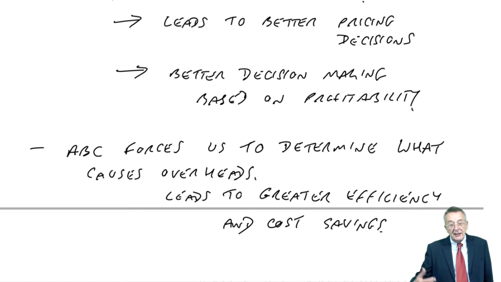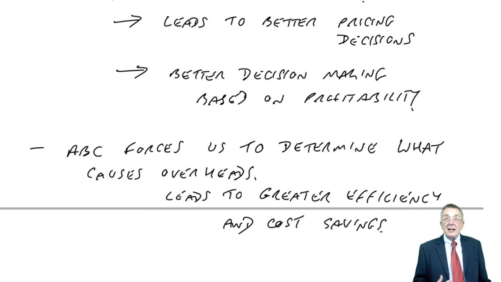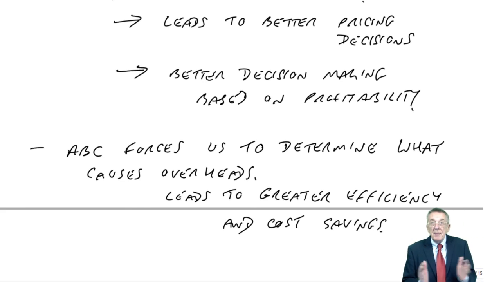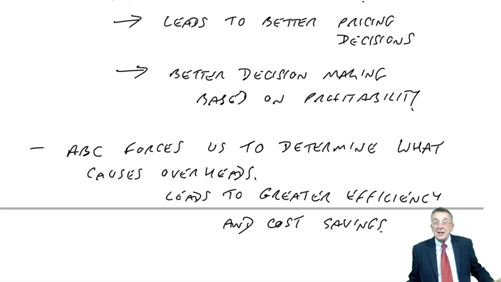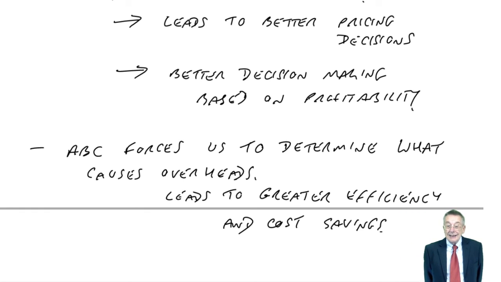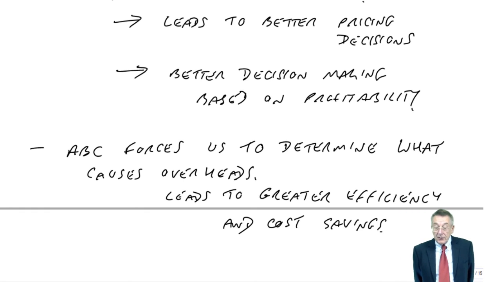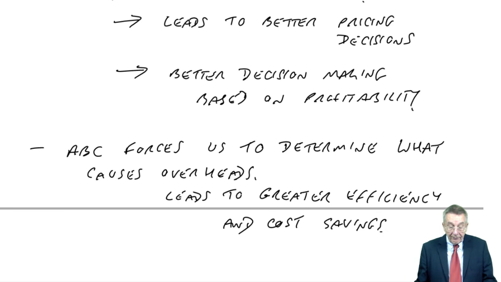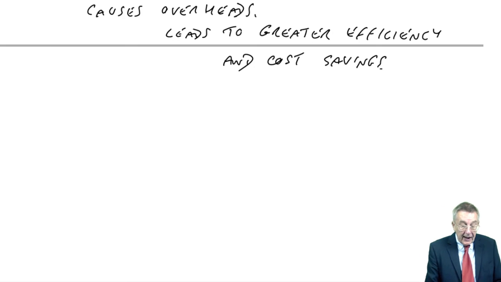So the fact we're forced to find out why we're incurring the costs can make us examine, could we make bigger batches, fewer setups, save money? That is the real beauty of activity-based, that hopefully it can lead to greater efficiency. And as I said, as a result, cost savings. So there are the advantages, its strengths.